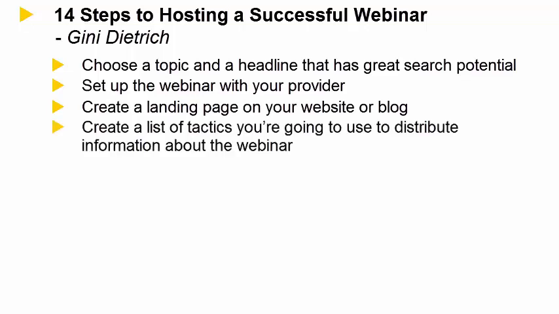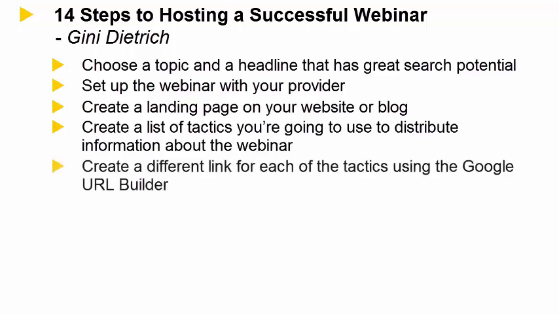Now, this is actually good. I know this is detailed. Bear with me. I reckon there's some magic in the detail here. Create a list of tactics was step 4. Step 5, create a different link for each tactic. Why? So you can track them.